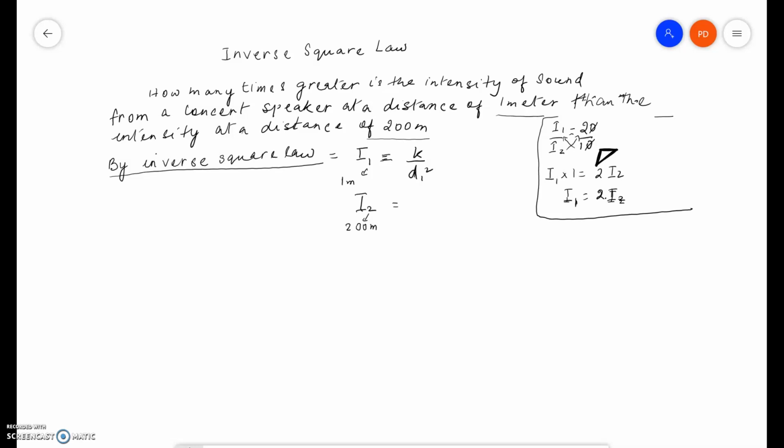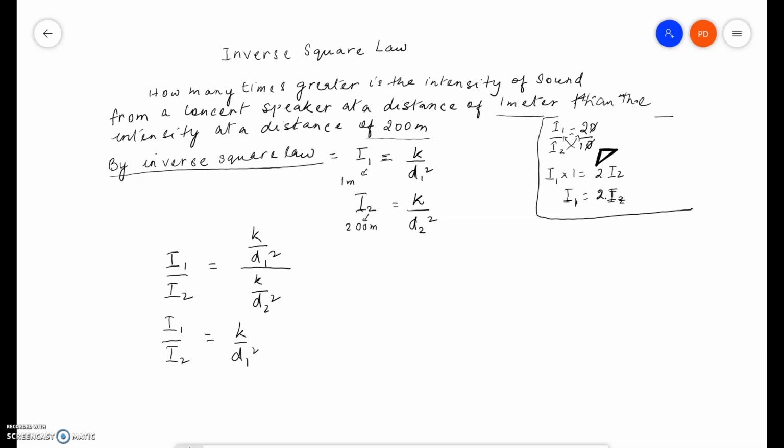So this is equal to K over D2 squared. So what we need is the ratio I1 over I2. So let's look at the ratio. I1 is the same as K over D1 squared. I2 is K over D2 squared. Now we need to simplify this. So that's I1 over I2 is equal to K over D1 squared.